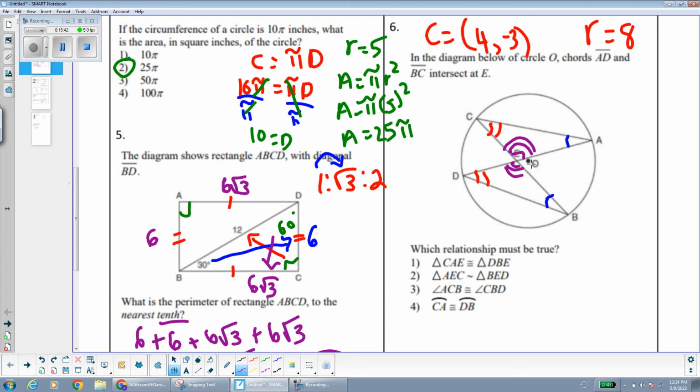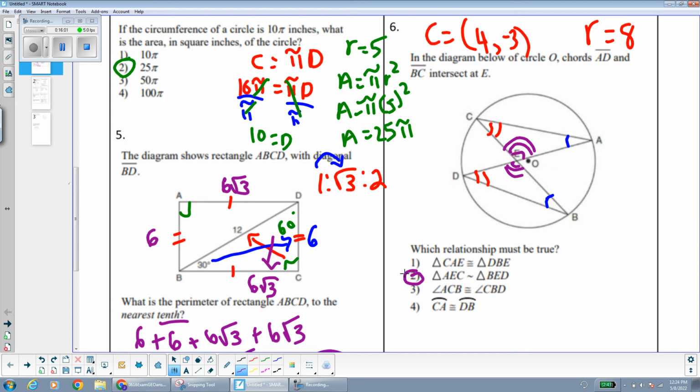So, ooh, that's AAA though, right? That's not a way of proving triangles congruent if we have AAA. That's a way of proving triangles similar to each other. So I'm going to have to go with 2, but we can take a look at the rest.